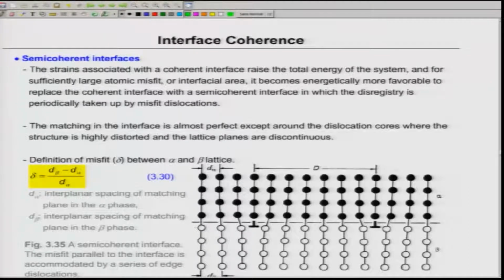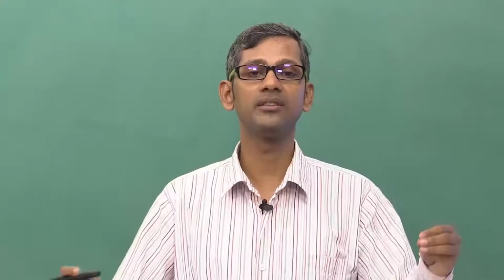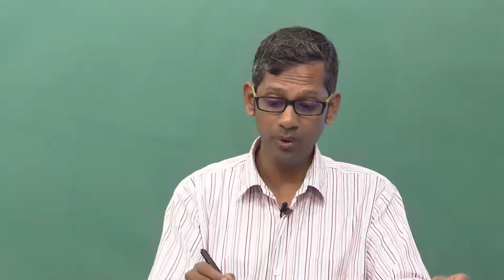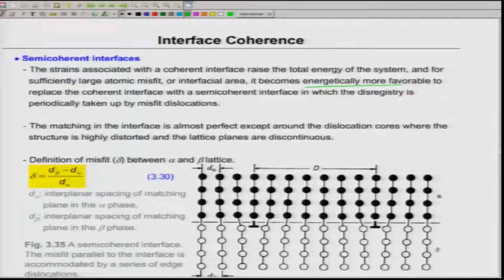Strain is basically taken from the book directly. Strain associated with the coherent interface will increase the interfacial energy of the system, but sufficiently large misfit means sufficiently large variation of the interplanar spacing, and it becomes energetically more favorable to replace this coherent interface with a semi-coherent one, in which lattice deregistry is periodically taken by the dislocations.